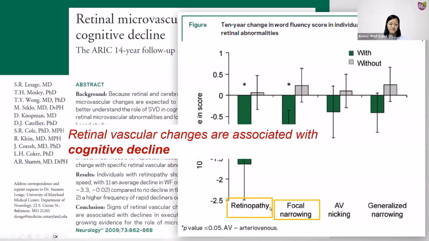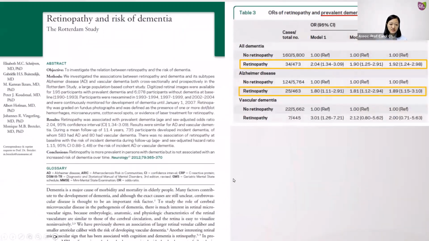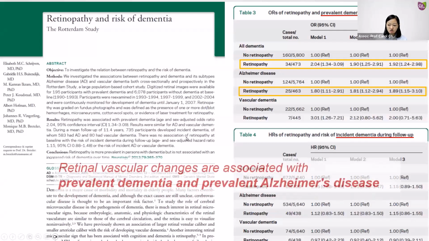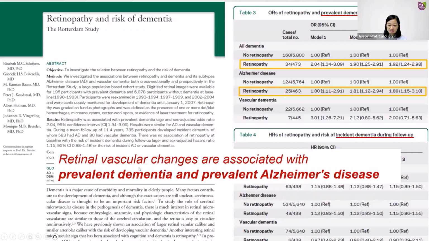In the Rotterdam study, the group correlates retinopathy with prevalent dementia and incident dementia. They found that persons with the presence of retinopathy are more likely to have prevalent dementia and prevalent Alzheimer's disease. This also demonstrates that there is evidence of an association between retinal changes and risk of dementia and Alzheimer's disease.